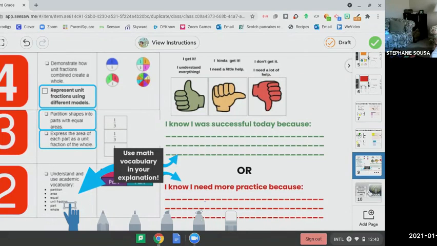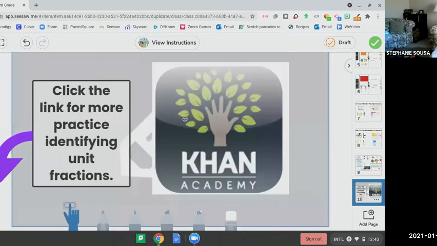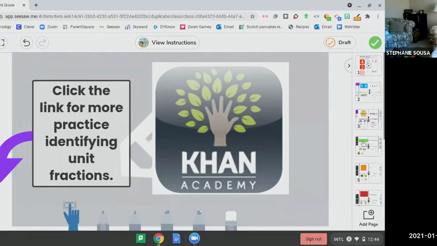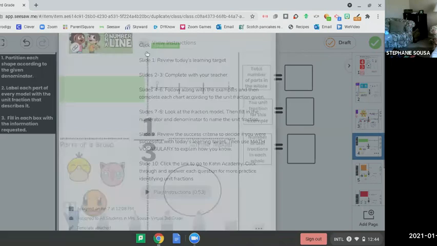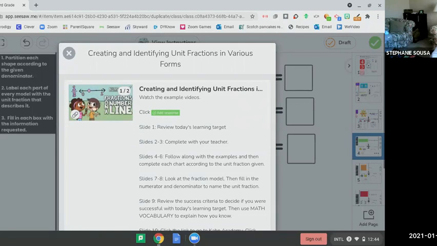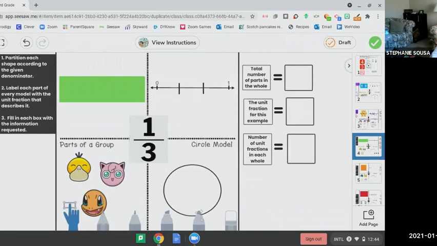Okay. On slide 10, there is a video that you can watch if you would like extra practice identifying unit fractions. Okay, this is if you would like that extra practice or help. Please remember as you're working, you can always watch the videos that we watched clicking right here. These are the links to the song that we listened to and the one with the set as well. Okay. All right, kiddos, that is your assignment.